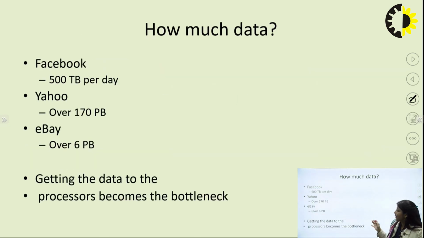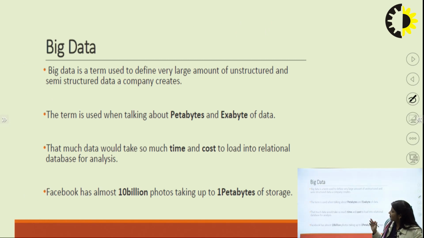So how much data do we have? If we are talking about Facebook, it has 500 terabytes per day. For example, Yahoo has over 170 petabytes, and eBay transacts over 6 petabytes of data. So getting that data to the processor becomes the bottleneck. So how can we handle this large amount of data? We can say this is one kind of big data. Big data is a term used to define a very large amount of unstructured or semi-structured data that a company creates. The term is used when talking about petabytes or exabytes of data.